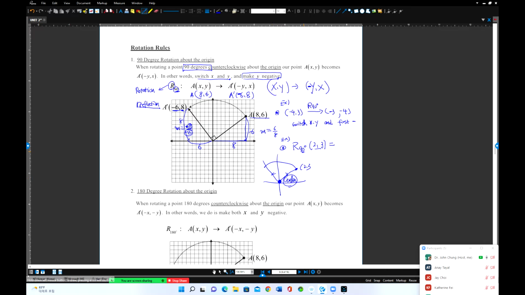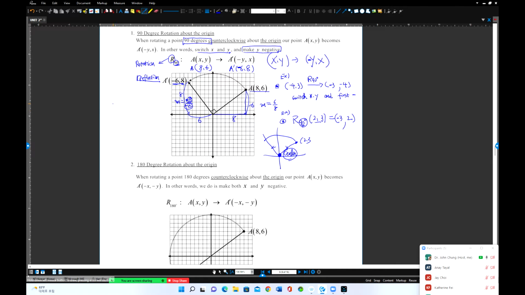So when you rotate right 90 degrees, what is the coordinate of the image? Switch X and Y, 3 and 2. We switched, but we need to add one more rule: the first number is negative. That's it. Another example, a lot of examples here.